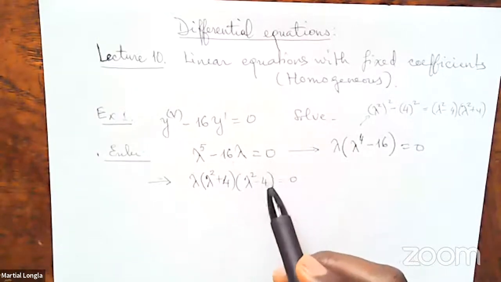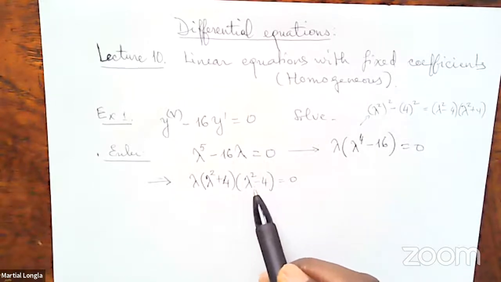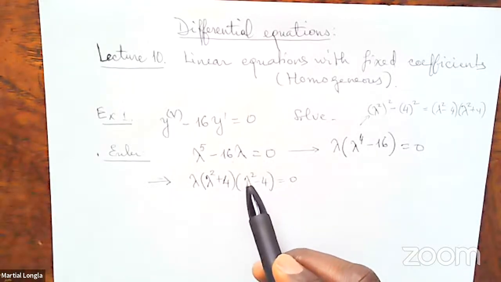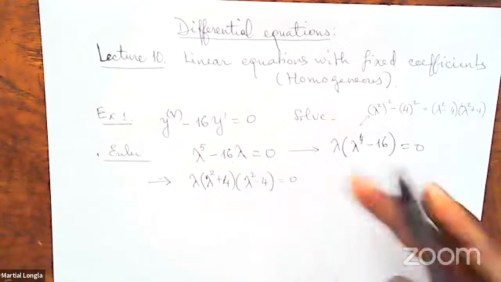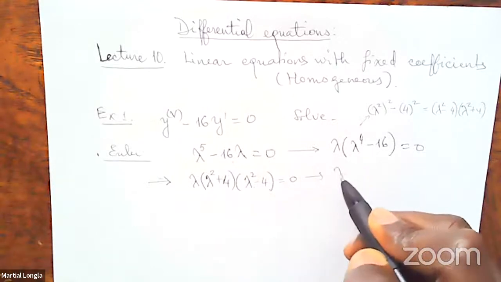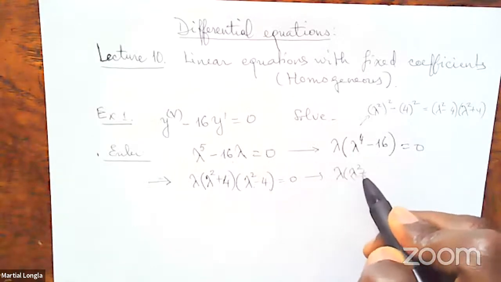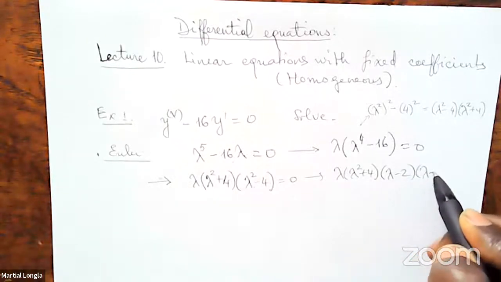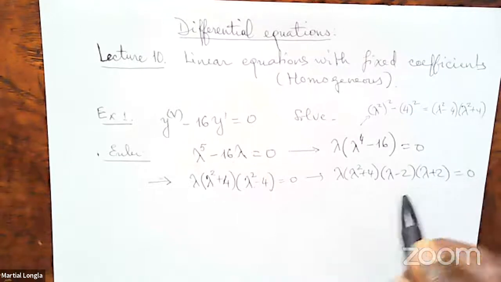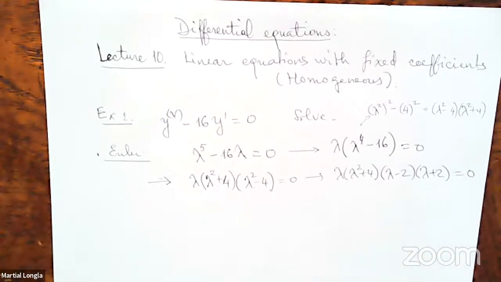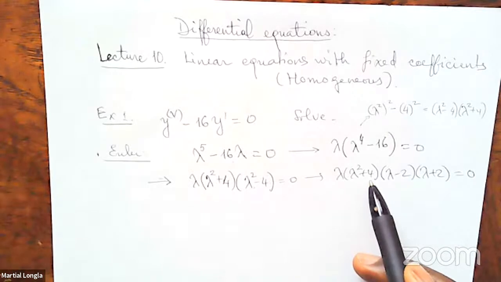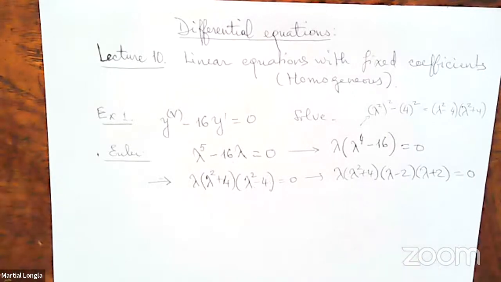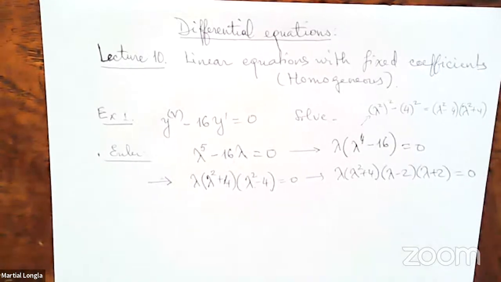And then here I can see again that I can factor this piece because this is again lambda squared minus 2 squared. So that's lambda times lambda squared plus 4 times lambda minus 2 times lambda plus 2 equals 0. I can't do anything to this one because lambda squared plus 4, you can't solve that in real numbers. So it's going to give you the complex conjugate roots.